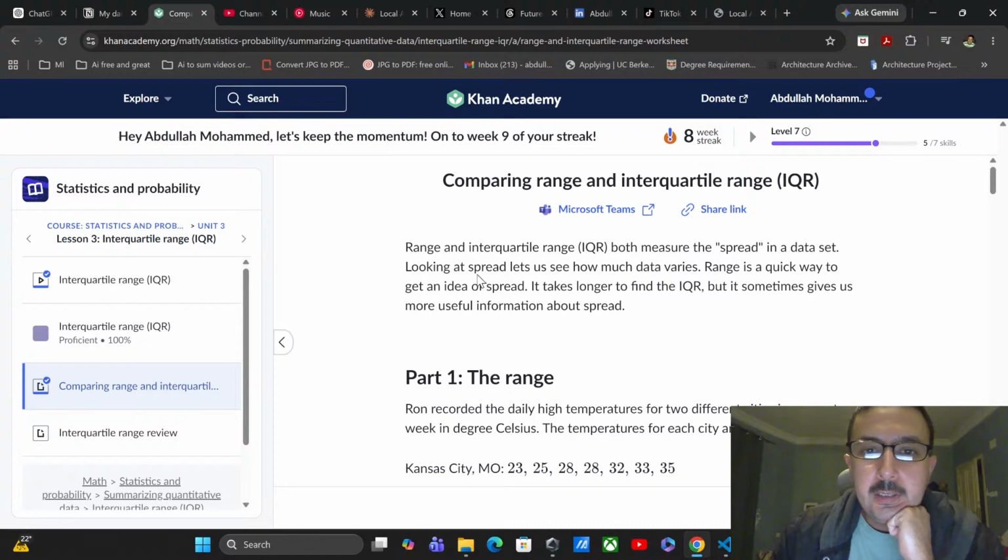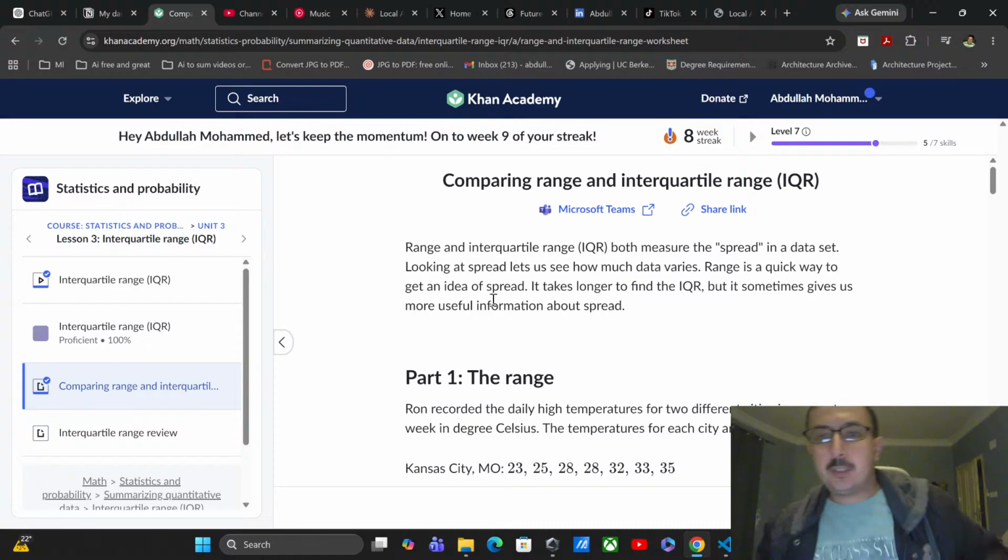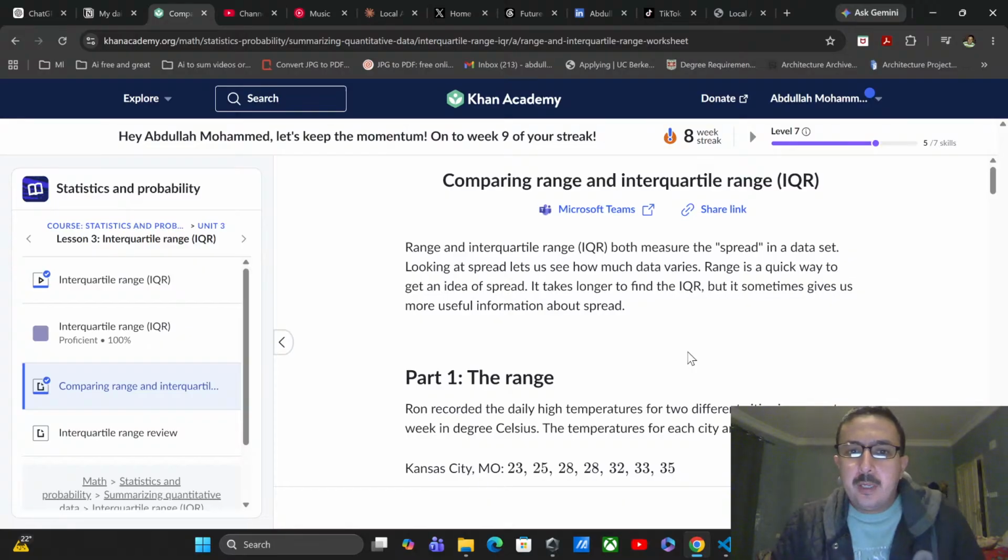Okay, range and interquartile range. Both measure the spread in a data set. Looking at spread, let's see how much data varies. Range is a quick way to get an idea of spread. It takes longer to find IQR, but it sometimes gives us more useful information about spread.